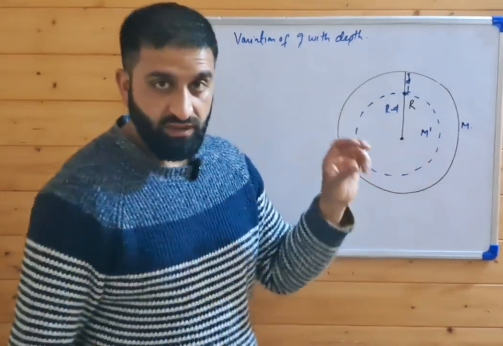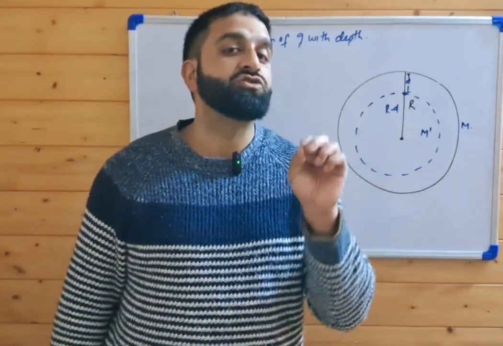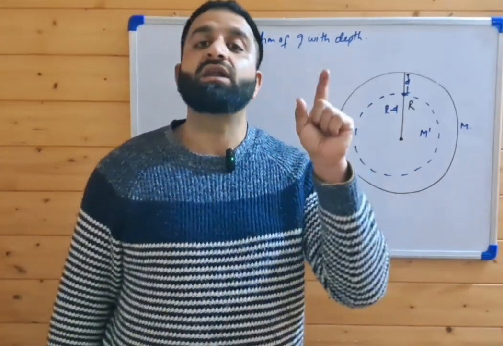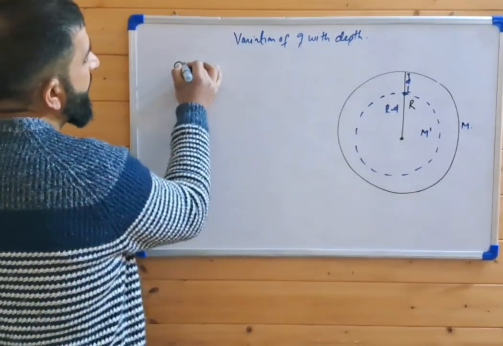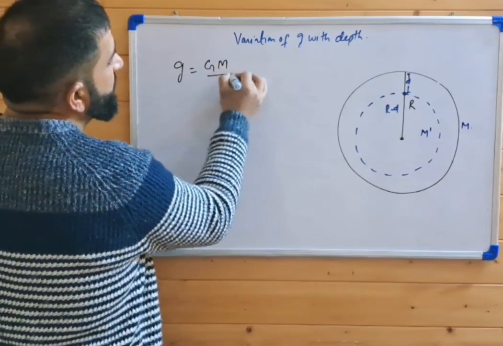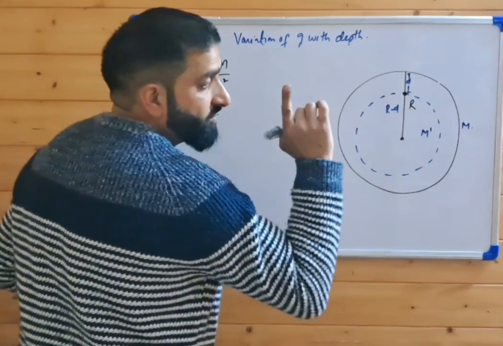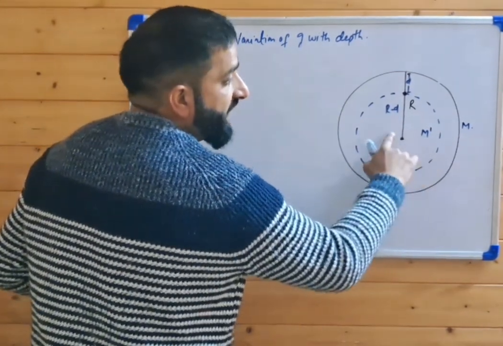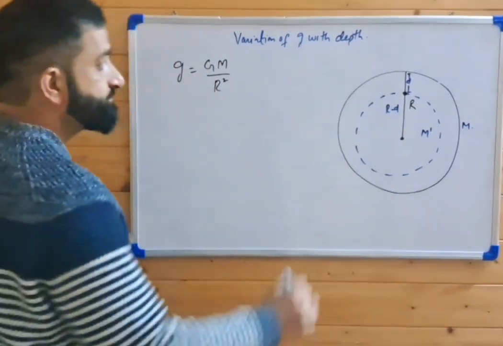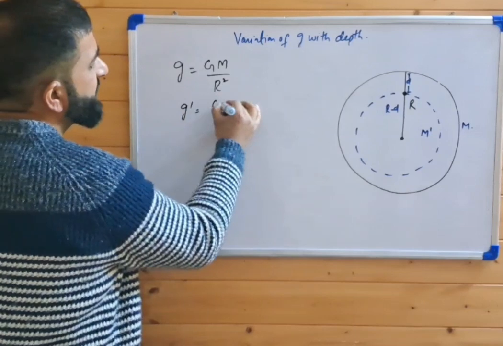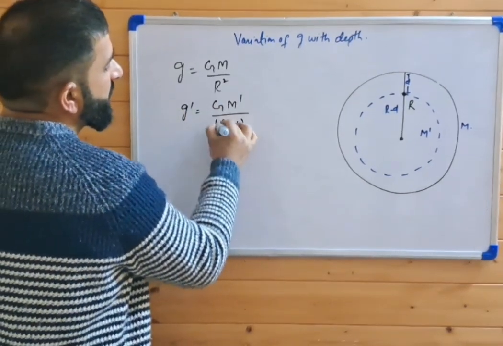So we have to keep in mind that the value of g is equal to GM divided by R square. Here not only the R changes but M also changes. At the surface of earth, we know that g is equal to GM divided by R square. When we talk of the acceleration due to gravity here, we have to take M dash and we have to take the distance or the radius equal to R minus d. Rest is calculation. So g dash is equal to GM dash divided by R minus d whole square.